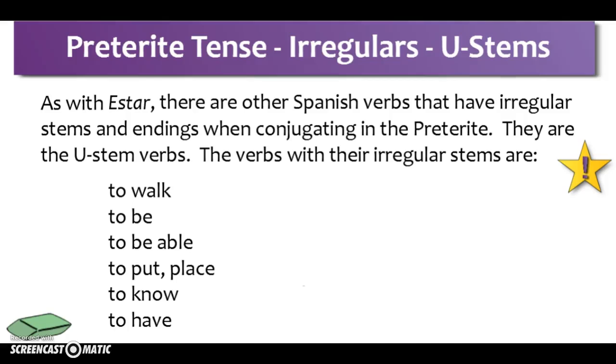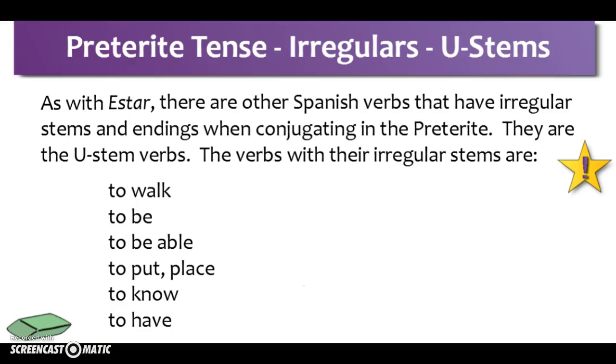Bueno, in this lesson we're going to be looking at a specific set of irregular preterite tense verbs. These verbs are called the U-stem verbs, and we've already looked at one of these when we looked at the preterite tense conjugation of estar. More verbs are included in this type of list, the U-stem preterite list.